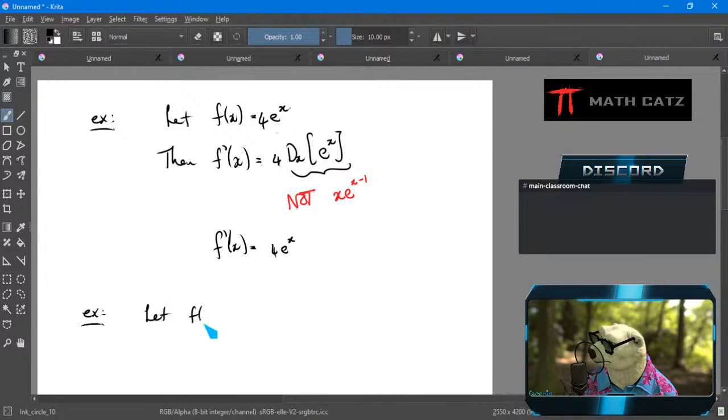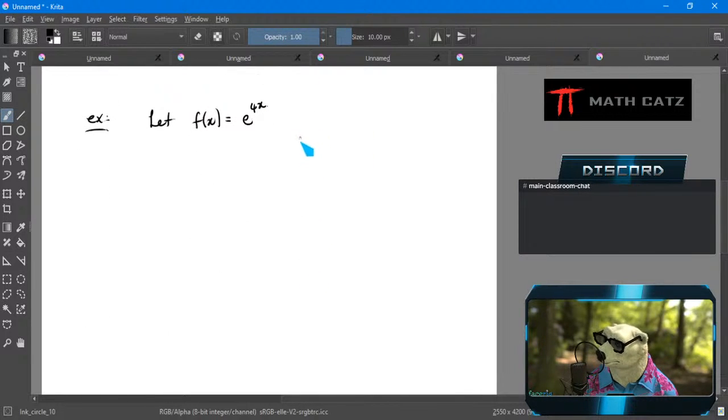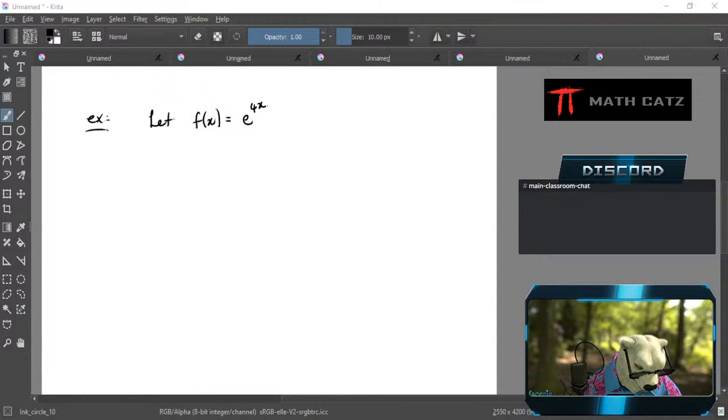Let's make it something else. Maybe e to the 4 times x. What is the first property that I'm going to use now? While you're thinking of that, I just want to go open the problem book to see where we're at. So feel free to make a guess of what the first property will be.